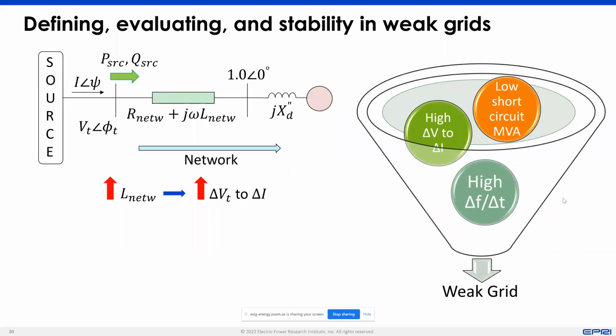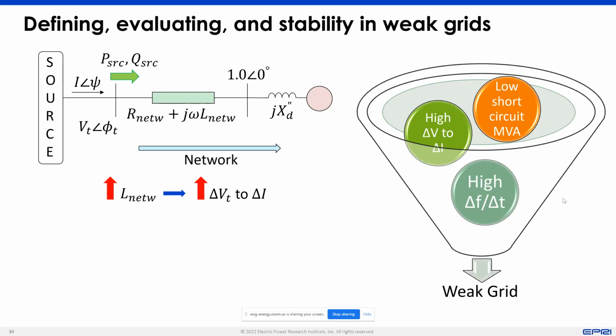There are other ways to classify weak grids, wherein you just have low short circuit MVA. Now, low short circuit MVA is not always necessarily related to having a large value of impedance here physically. So think of a scenario wherein you have a system which has very high short circuit MVA, high short circuit current capability, but you have a long transmission line. Then you have low short circuit MVA at this point because you're not able to get fault current to this place. You can have another scenario where you still have a small value of this X, but you have a resource here that has very low short circuit capability. Even in that scenario, you have low short circuit capability at this point.